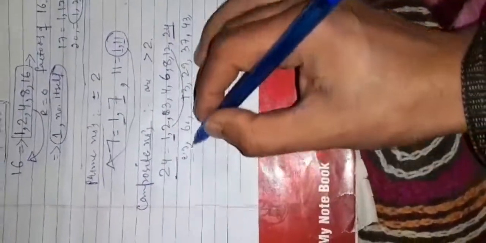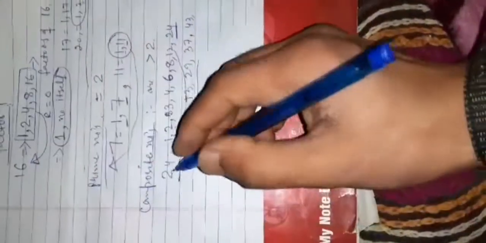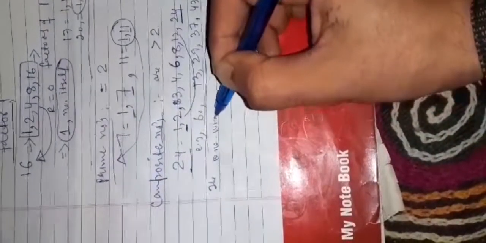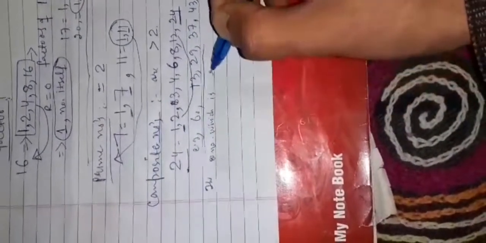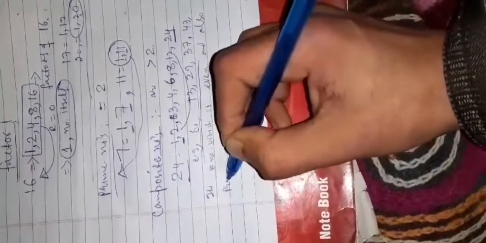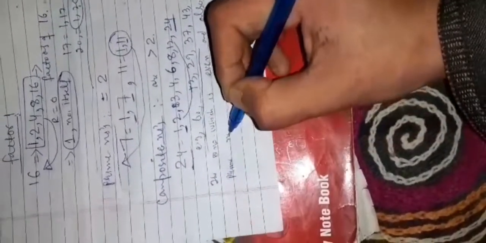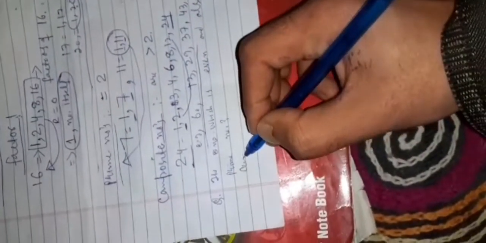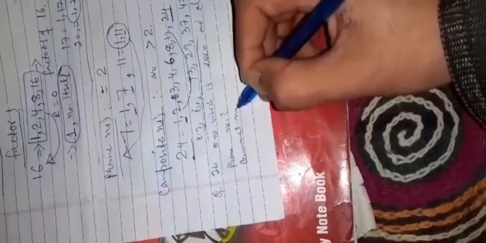Now you have to comment me the number which is even and also a prime number. You have to comment me. Okay, the number which is even and also a prime number. I'm waiting for your comments, please.